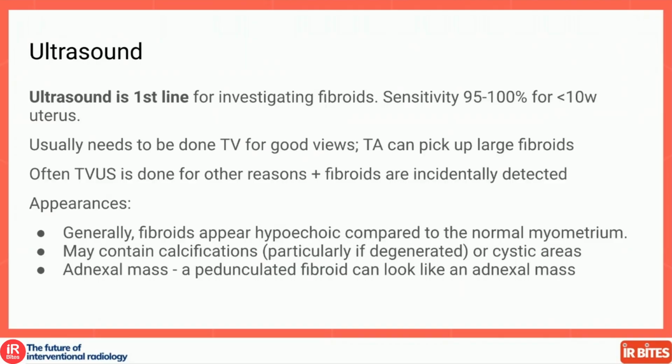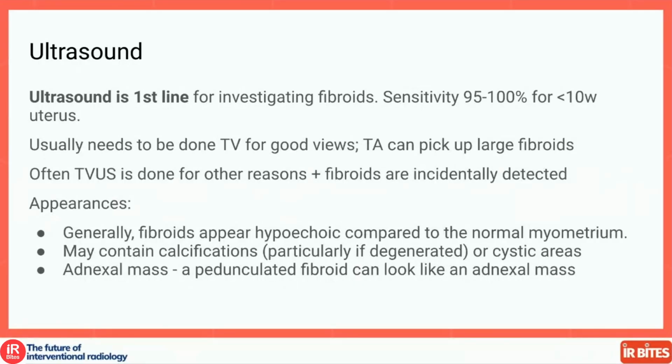And usually it has to be done transvaginally. So you'd always start with a transabdominal ultrasound because it's a lot less invasive, but you often don't pick up fibroids because the views you get are not as good. And I'll show you a couple of pictures in a second. But actually, usually a patient will have an ultrasound for another reason.